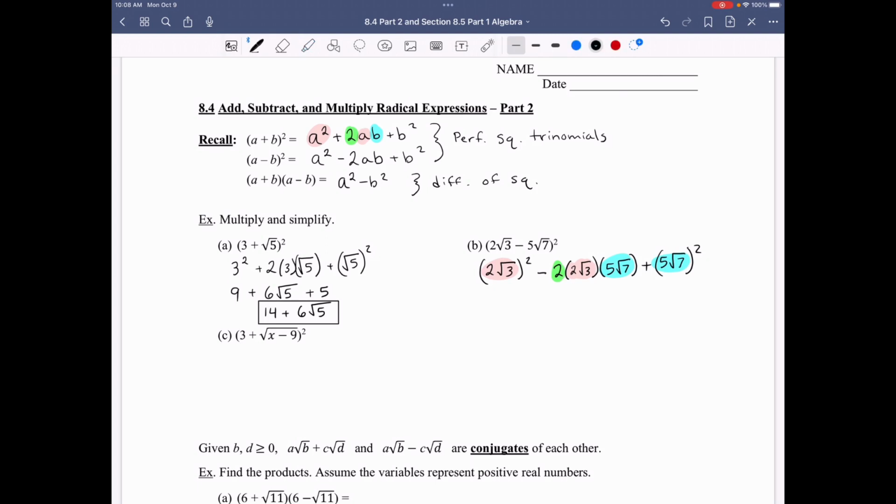When we square the first one, we get 2 squared is 4, the square root of 3 squared is 3, minus 2 times 2 is 4 times 5 is 20, square root of 3 times the square root of 7 is 21, plus 5 squared is 25, the square root of 7 squared is just 7.